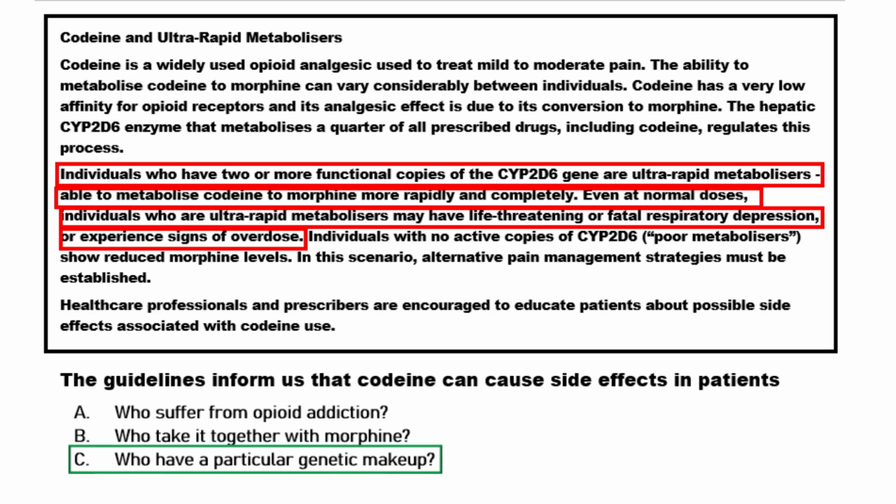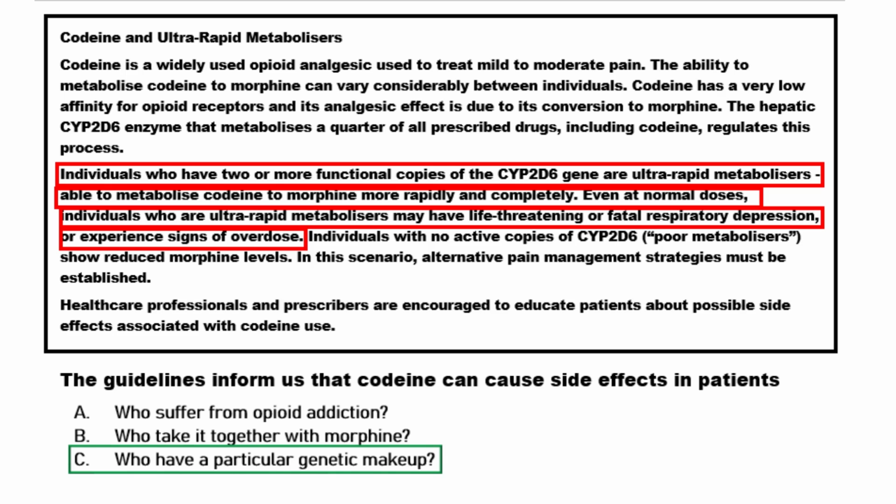B, who take it together with morphine. The passage mentions that codeine's analgesic effect is due to its conversion to morphine, but it does not discuss side effects related to taking codeine together with morphine. Therefore, option B is not directly supported by the information provided in the passage.